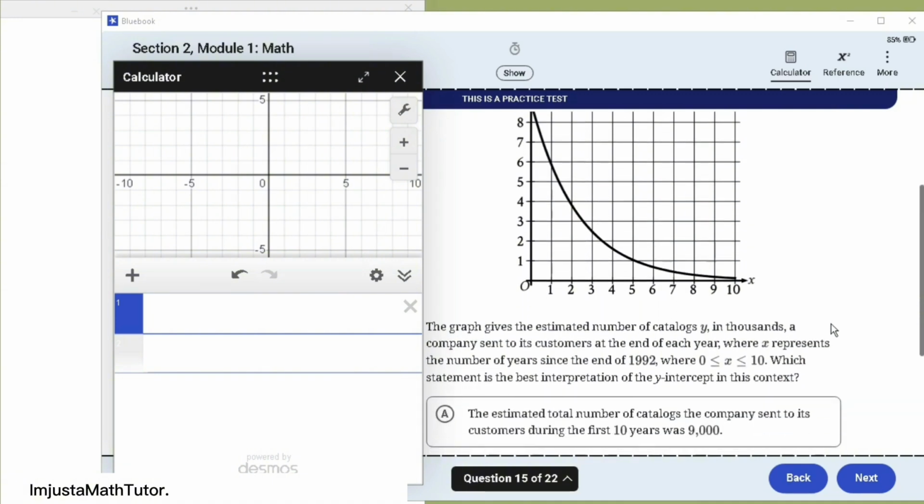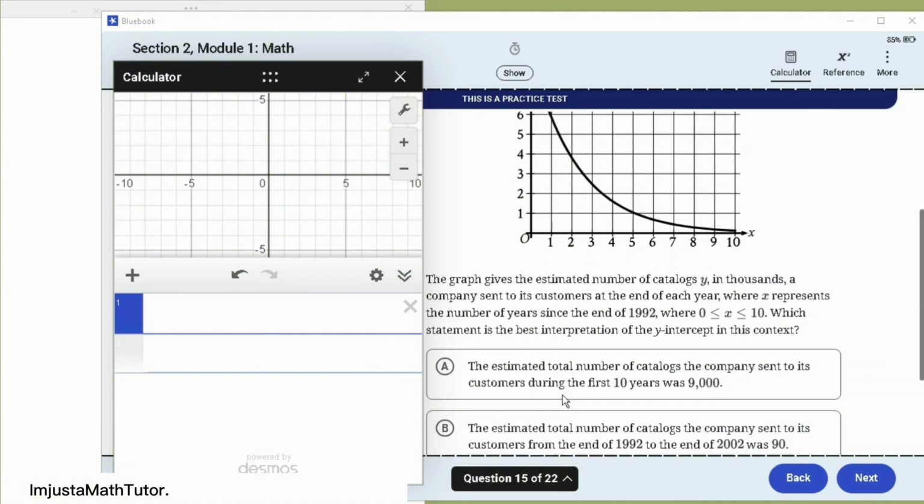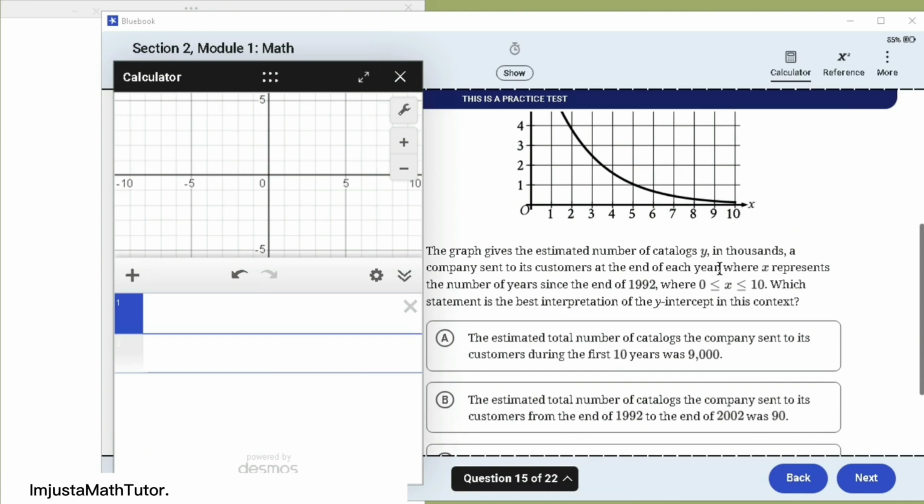Okay, so we have a graph in this problem. The graph gives the estimated number of catalogs y, in thousands, a company sent to its customers at the end of each year, where x represents the number of years since the end of 1992, where x is between 0 and 10. Which statement is the best interpretation of the y-intercept in this context? So let's go through each option that we have.